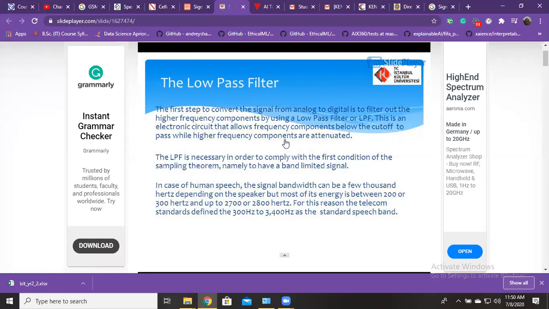The LPF is necessary in order to comply with the first condition of the sampling theorem, namely to have a band-limited signal. In case of human speech, the signal bandwidth can be a few thousand hertz depending on the speaker, but most of its energy is between 200 or 300 hertz and up to 2700 or 2800 hertz. For this reason, the telecom standards define the 300 hertz to 3400 hertz as the standard speech band.